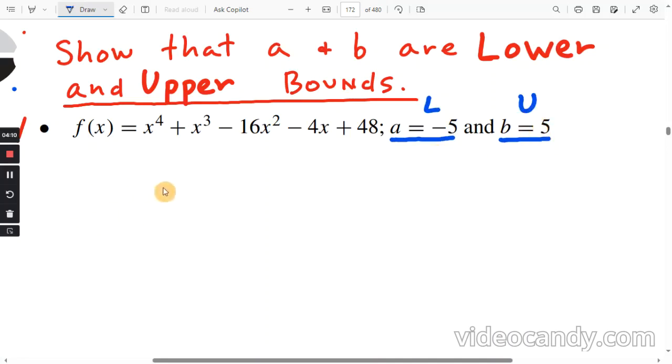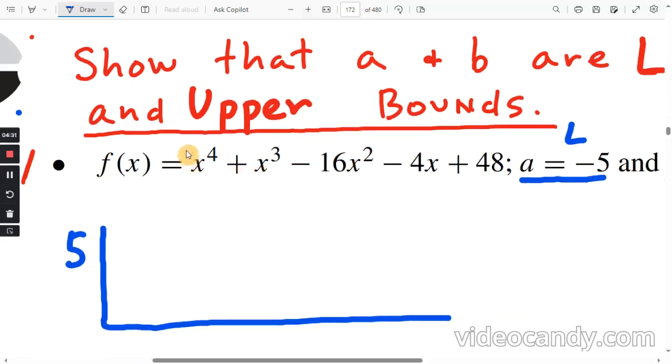Anyhow, for the upper, we're going to use synthetic division. Let's start with the 5. Use the bracket and leave enough space for 2 rows. We're going to write the coefficients, making sure the greatest exponent is first and you count down one at a time. The coefficient here is a 1. Coefficient here is a 1. Negative 16. Negative 4. And positive 48.